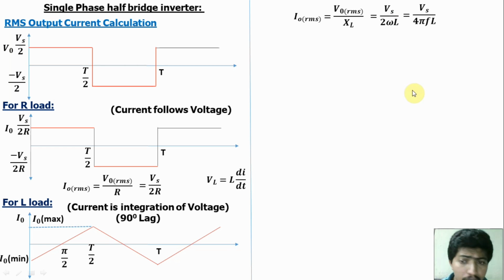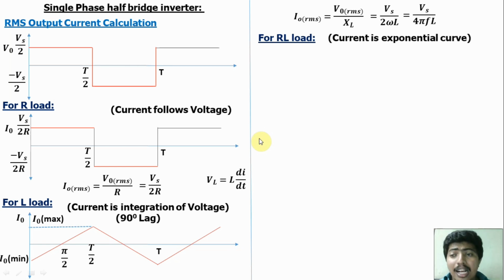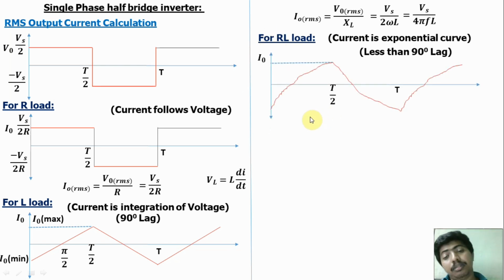Okay. Next, for RL load. For RL load, it is the same, but the current is an exponential curve. The current lags the voltage, but by less than 90 degree, because it has resistance also. Okay. So the output waveform will be like that. Exponential increasing and exponential decreasing. But for the purely inductive load, it is linearly increasing and linearly decreasing. Okay. This angle is less than pi by 2.